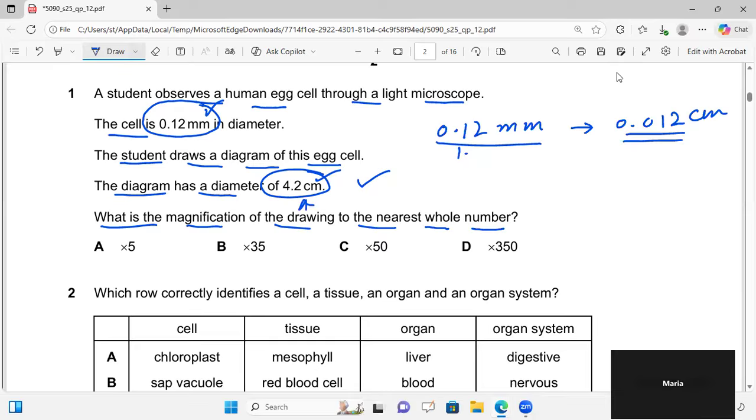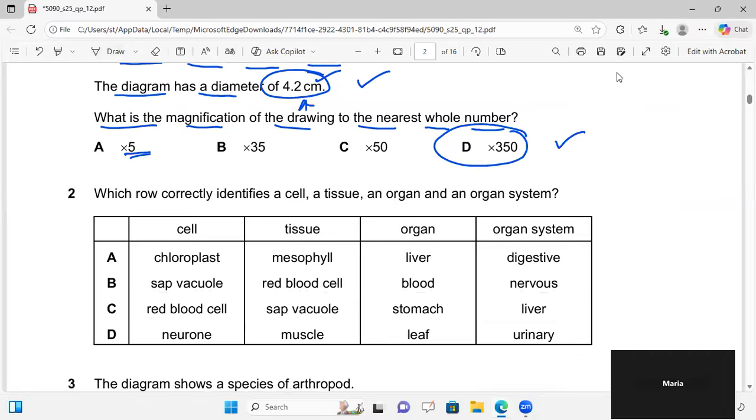So it should approximately be multiplied. If I multiply by 5, it will stay in the 0.012, just 0.6 for 35; for 50 is not possible. So the approximate number should be multiplied by 350, which is approximately equal to 4.2 centimeter.